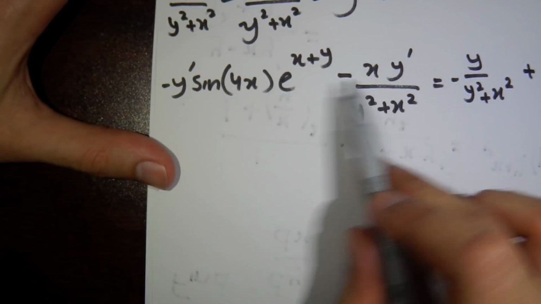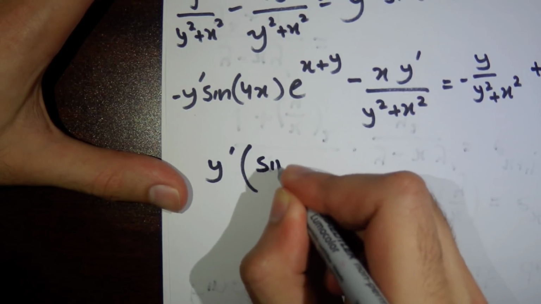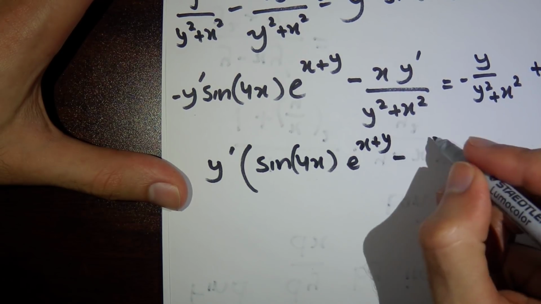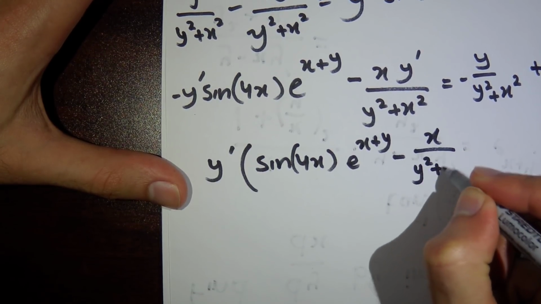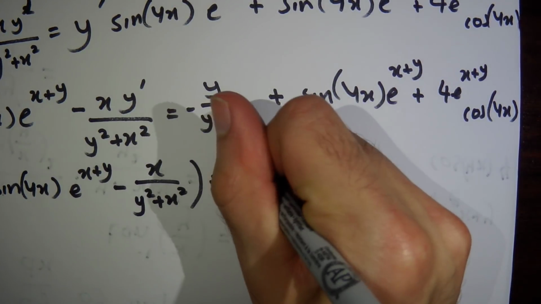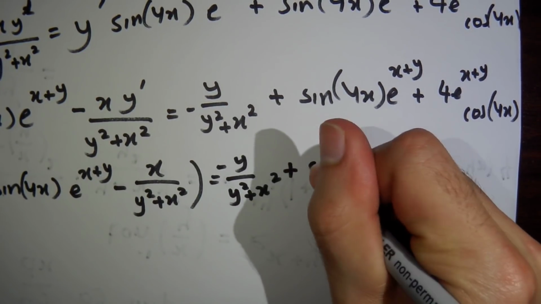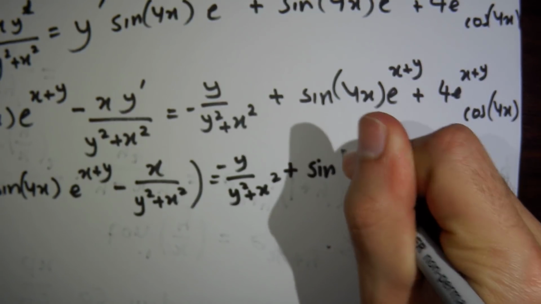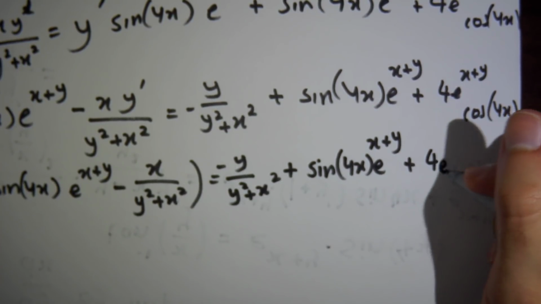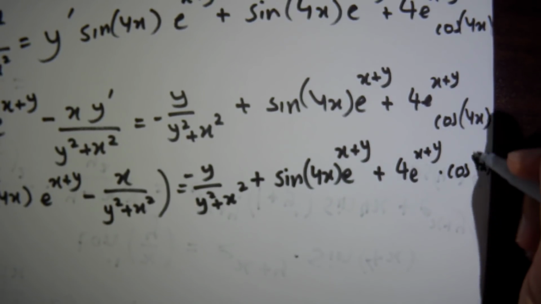Now onto the left side, I can take y prime common just as I planned. I have y prime and then sine 4x multiplied by e to the x plus y minus x over y squared plus x squared equal to the right side just as it is. Really running out of room here. Plus x squared, that's a negative, added to sine of 4x times e to the x plus y plus 4e to the x plus y multiplied by cosine of 4x.